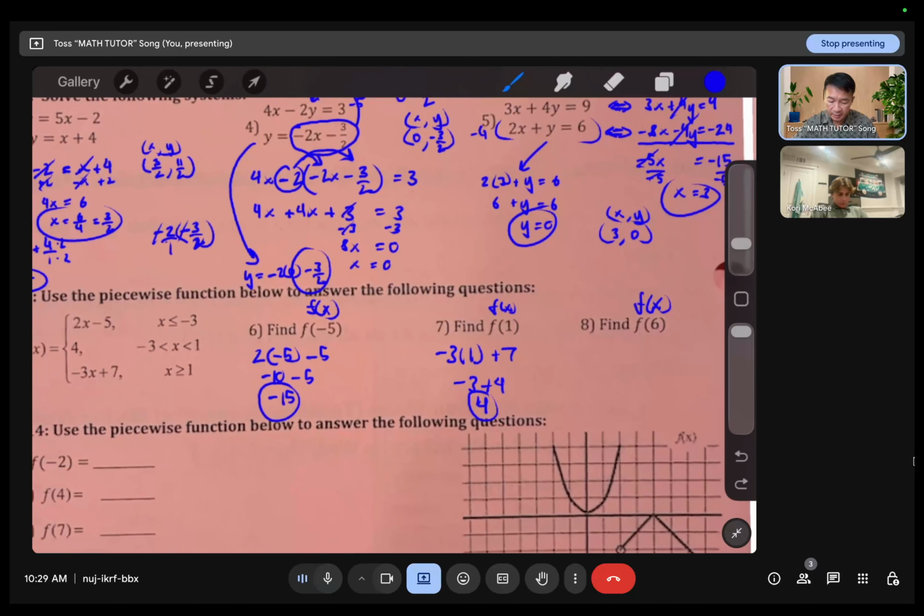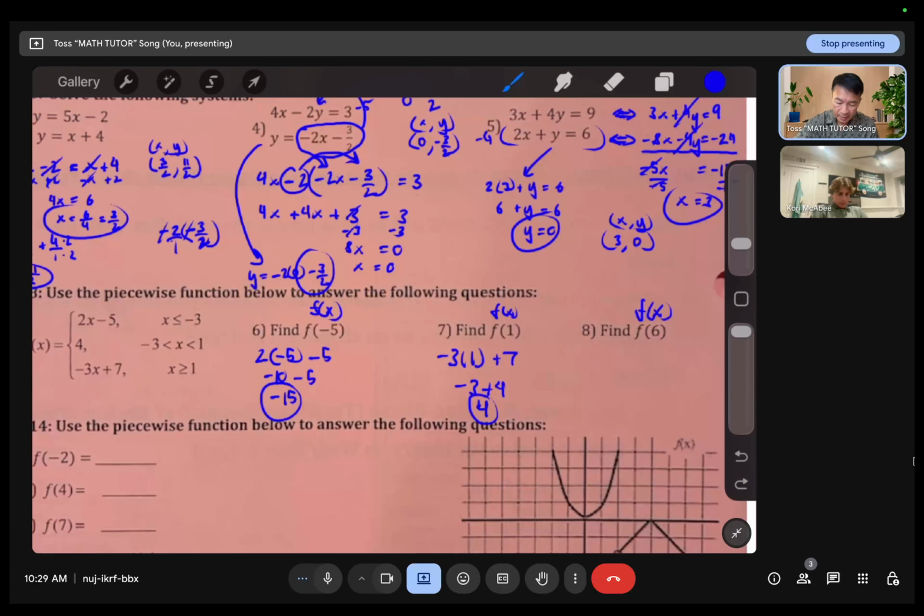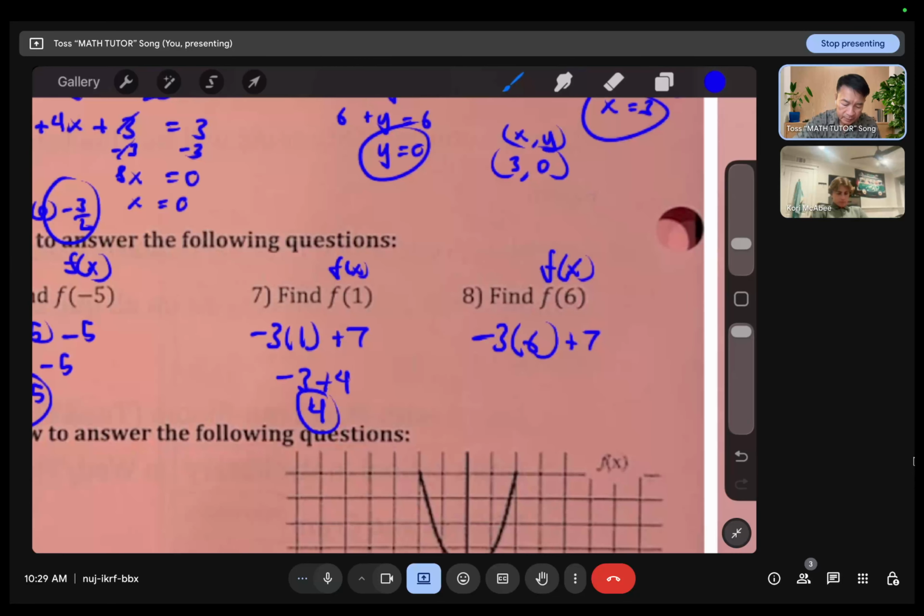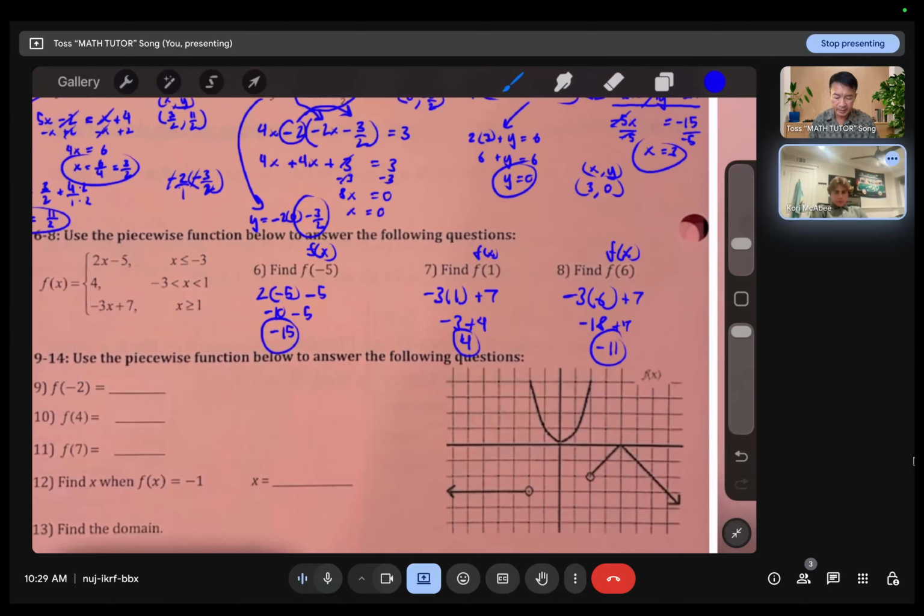But anyway, for 6, you're going to use this one again because it's x greater than or equal to 1, 6. So 3 times 6 plus 7. So negative 18 plus 7. The answer is negative 11. There you go. Nice.